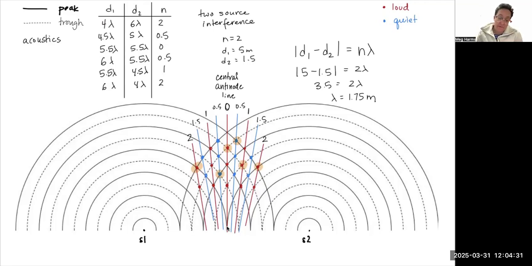These patterns show up in everything that has wave behaviors, and we can use, again, the distances to calculate the wavelength of that thing, and it's pretty cool.